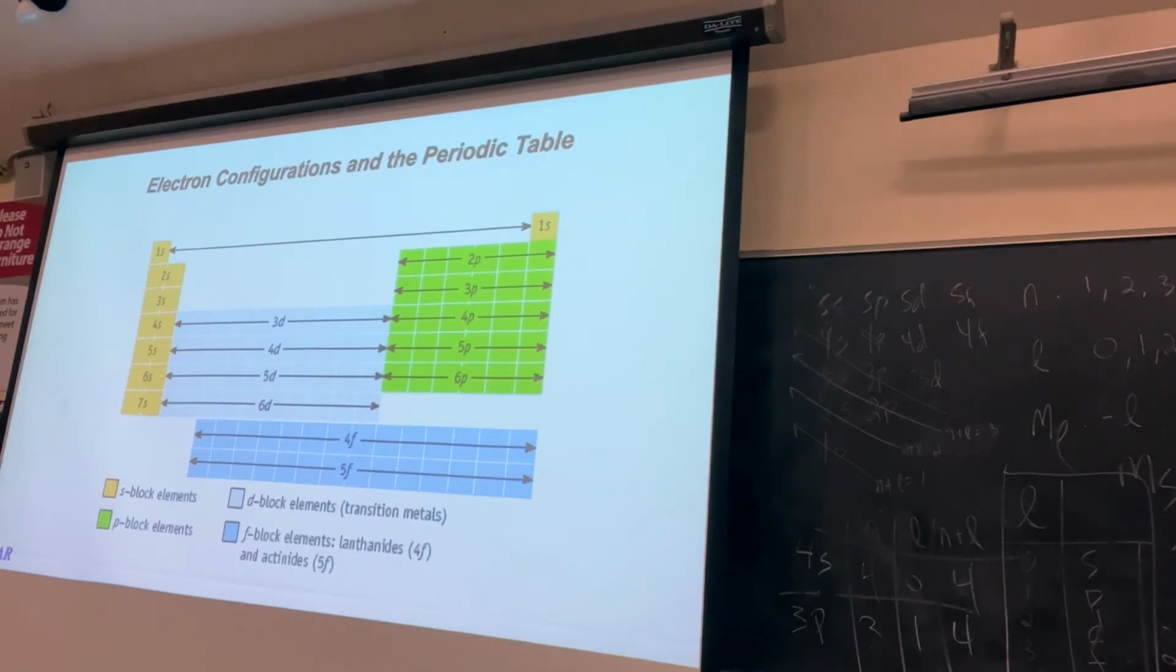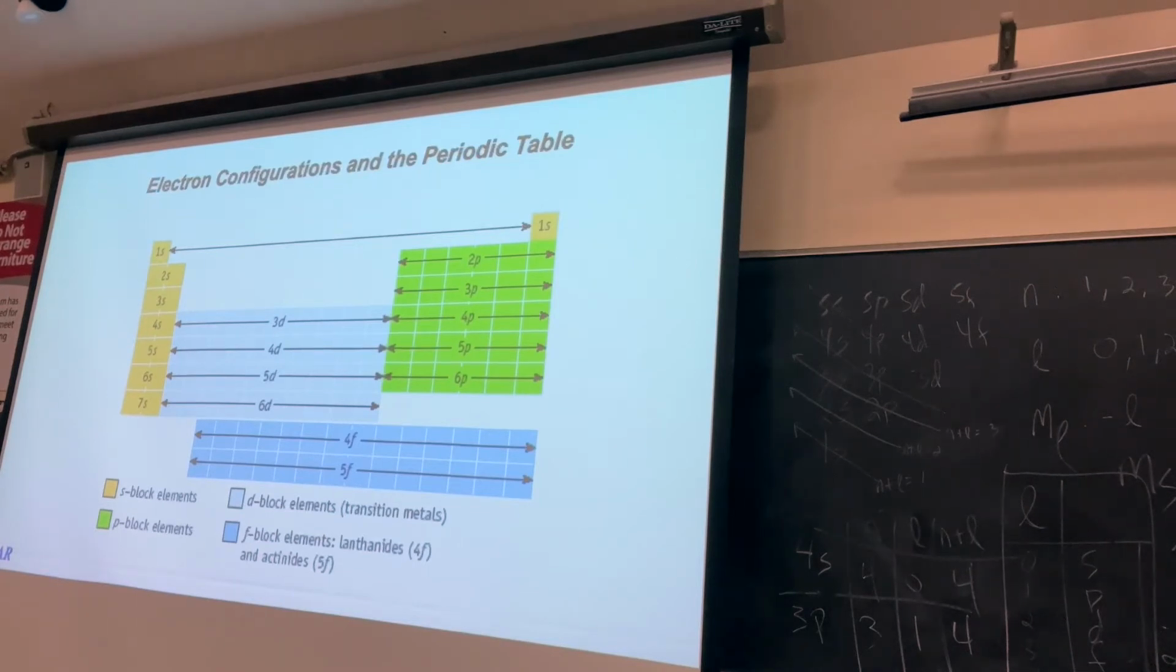1, 2, 3, 4, 5, 6 out for the 6 electrons as you put them in. These are the D electrons, the transition metals, all right? And if you count them up, 1, 2, 3, 4, 5, 6, 7, 8, 9, 10: 5 orbitals, 2 electrons per orbital, 10 electrons, and these down here are the F's.